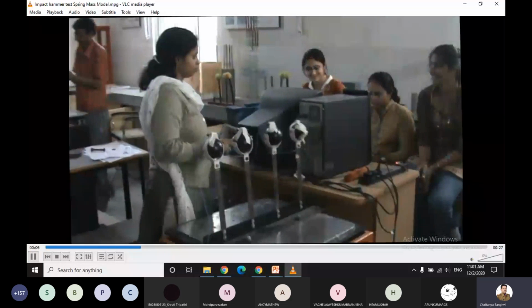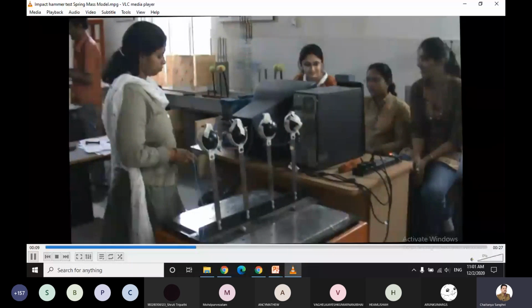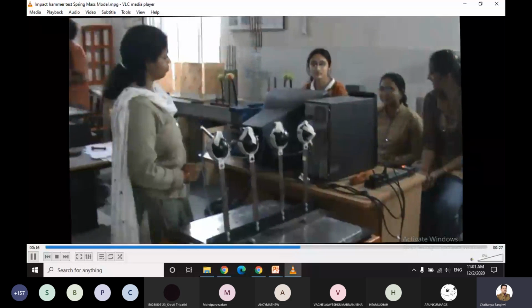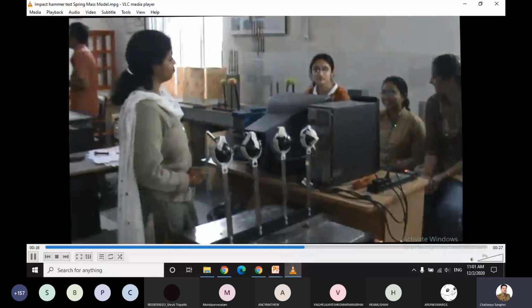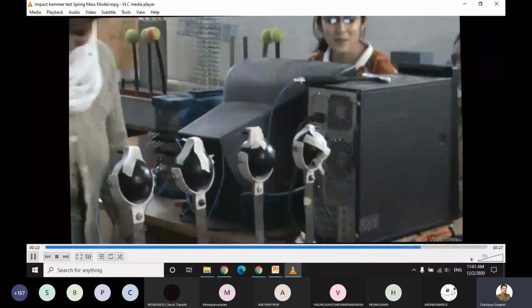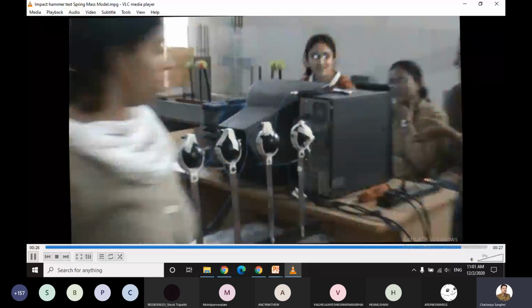And damping means, you see, when you apply the impact, your system starts vibrating, and again it will come back to rest after some time. So it means some energy is absorbed. This energy is absorbed by means of damping. Damping is basically the inherent friction which is present in the system, right? So the three things are very important.